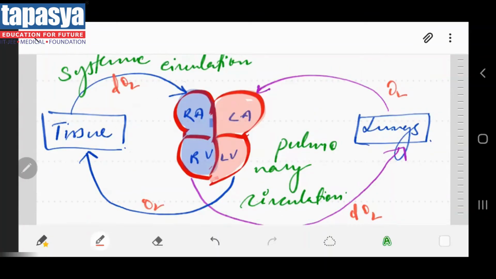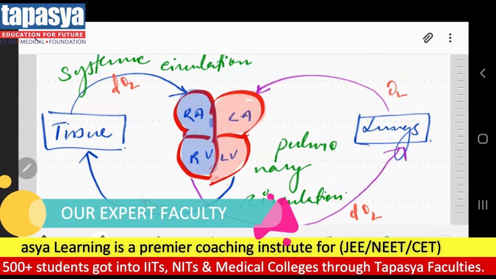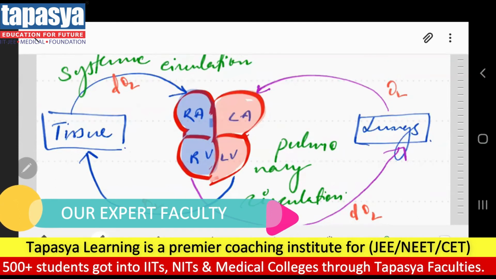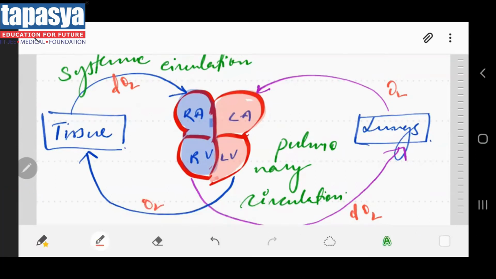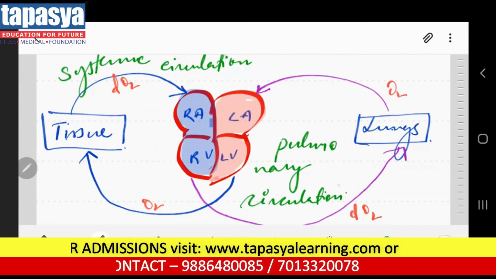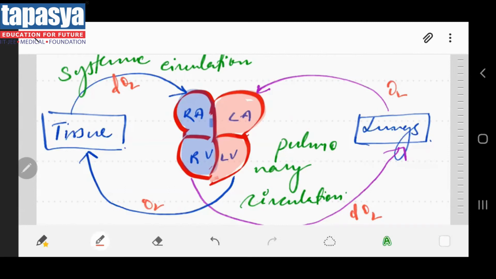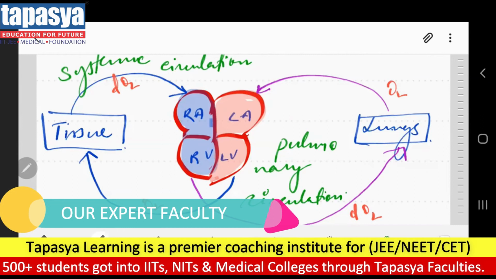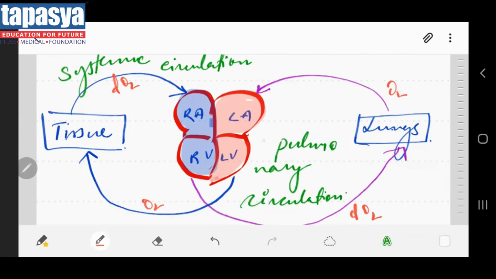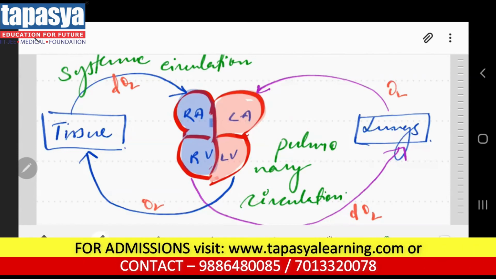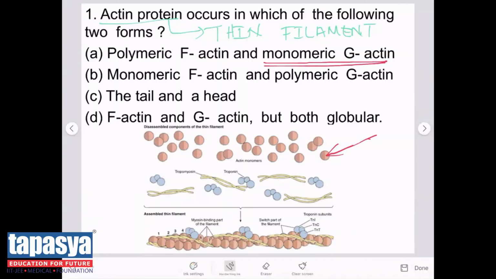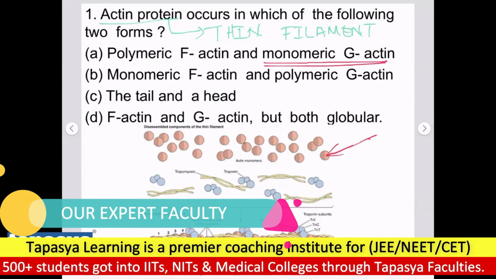This kind of circulation is called systemic circulation, where oxygenated blood is supplied to the body tissue. The moment we go to the pulmonary circulation, we find that the deoxygenated blood from the RV, right ventricle, goes into the lungs, and from the lungs it gets oxygenated and goes into the left auricle. That is what we find in the case of double circulation, and we call it pulmonary circulation.